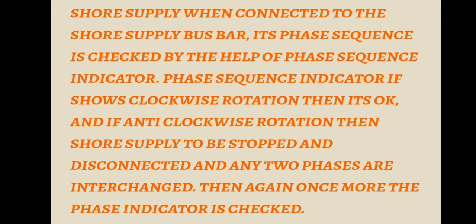Once again I will say this: when we connect the shore supply to the bus bar, its phase sequence is checked with the help of the phase sequence indicator. If the indicator shows clockwise, then the rotation will be okay. If it is anti-clockwise, then the shore supply needs to be stopped and disconnected, and we need to interchange two phases and check again on the phase sequence indicator.